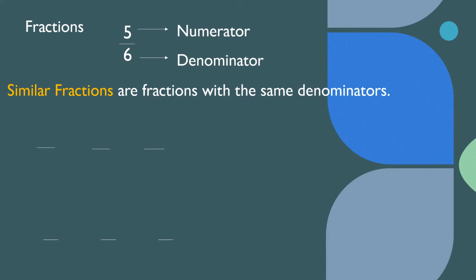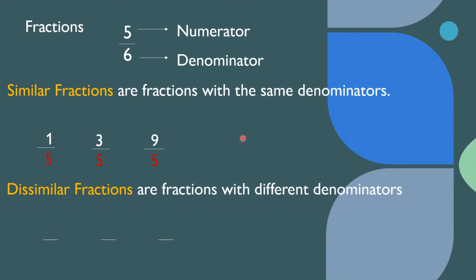So we have here similar fractions, are fractions with the same denominators. So, meron ako ditong 1/5, 3/5, and 9 over 5. So, tingnan nyo ang kanilang mga denominator, pareho, 5. So, they are called similar fractions.